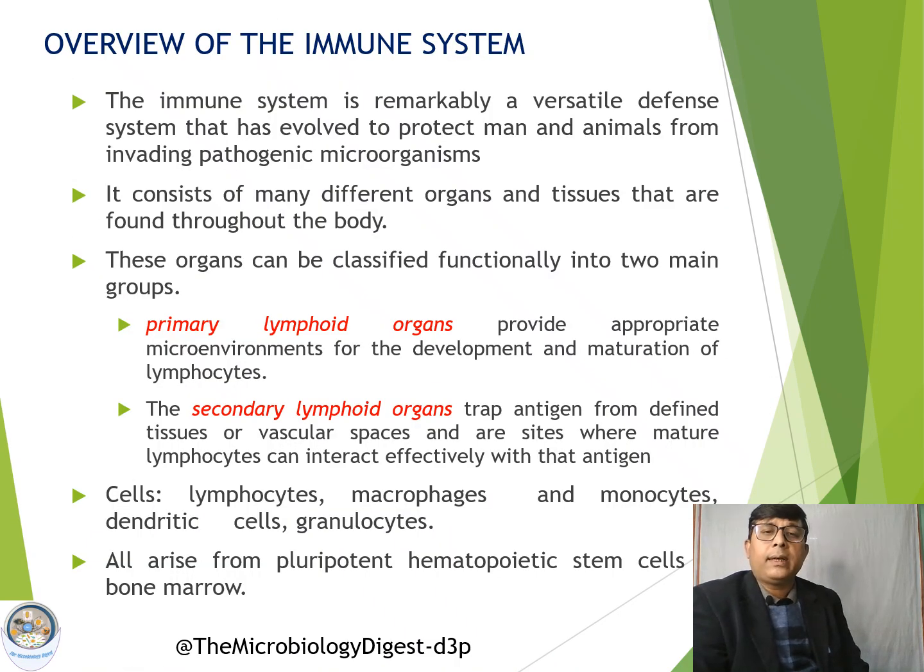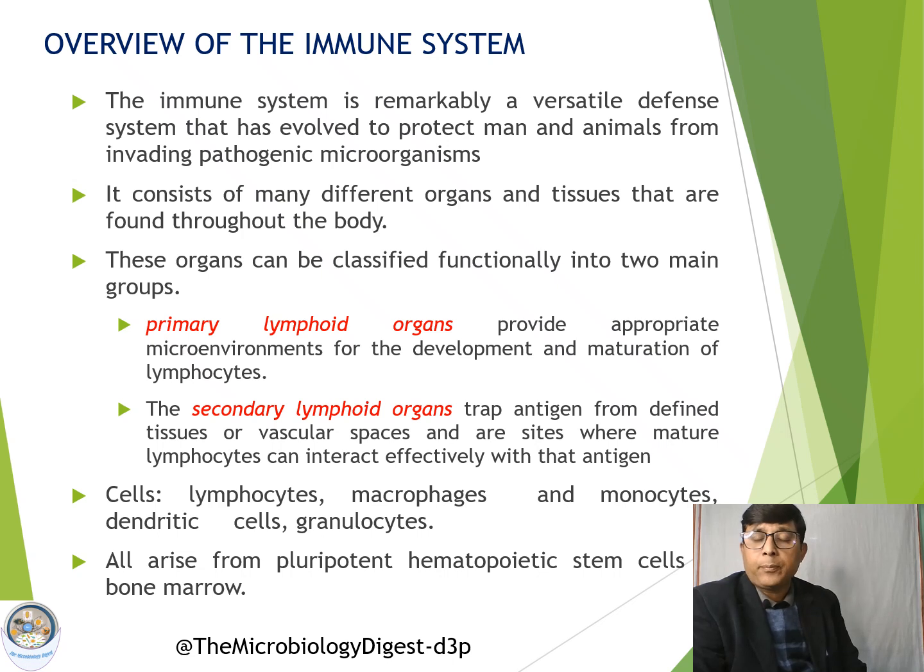Now, as we have already discussed, the immune system is a highly regulated, versatile system, whose main primary function is to protect ourselves from infection by pathogens or any other microorganisms. So different organs and different tissues that lie throughout the body are components of this immune system. Basically, we can divide these organs which constitute the immune system into two different groups.